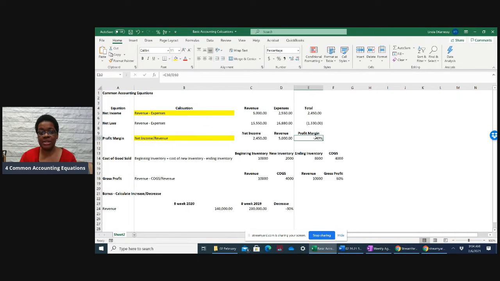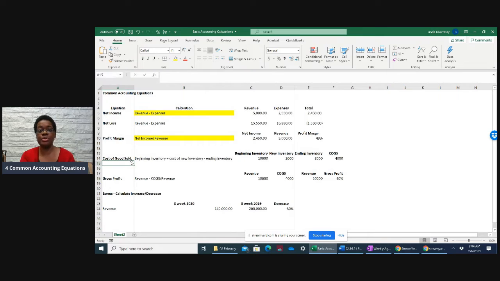And if you need to get familiar with Excel, I've actually showed you how to create that formula here. So if you look at the formula bar here, it is just taking net income divided by revenue, as I stated before. The third equation is cost of goods sold.